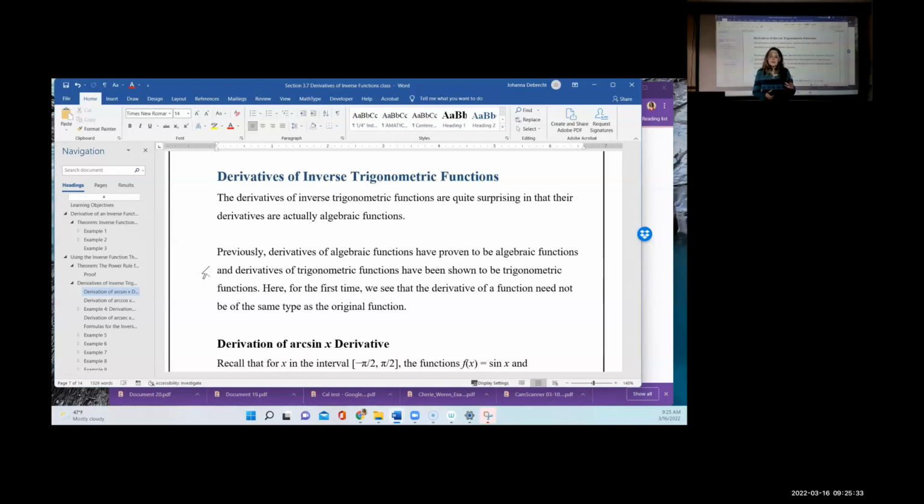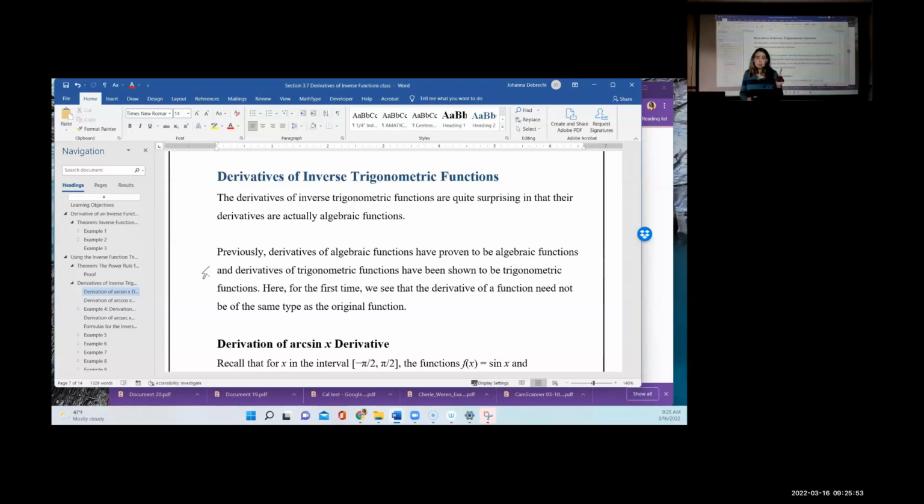When we take the derivative of e to the x, we get e to the x. So the derivative of an exponential is an exponential. When we take the derivative of a trig function like sine, we get cosine, which is still a trig function. So we're maintaining the type of function when we take the derivative.